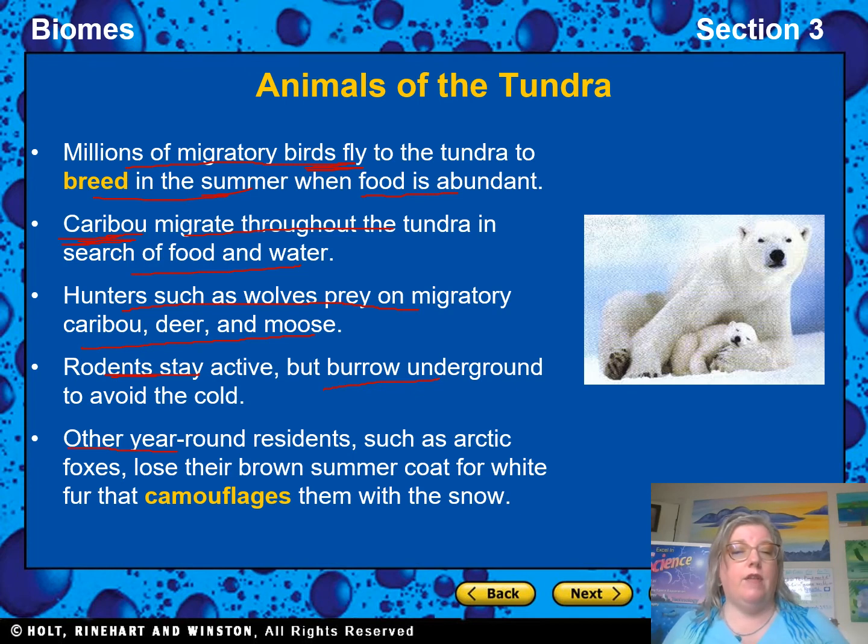And other year-round residents, like Arctic foxes, are going to lose their brown summer coat for white fur to camouflage them in the snow. Remember, we talked about how the rabbits will be white in the wintertime and brown in the summer. They've evolved to match for camouflage.